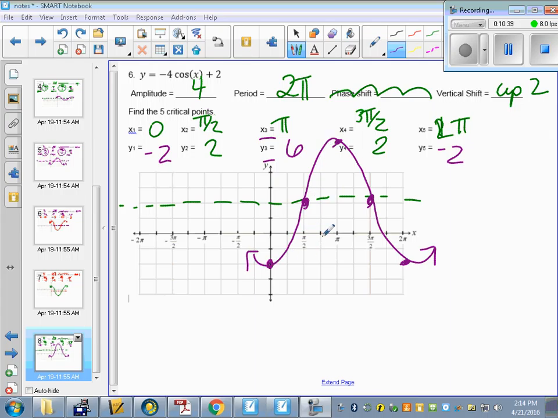And that would be a good test question, if I asked, on this particular graph, what is its maximum point? Well, it's shifted up 2, and then it goes 4 above that, so 6. Or its minimum point, it's shifted up 2, and it goes as far as 4 below that. So you have 4 of these cosine questions for homework, and you can work on that at this point.